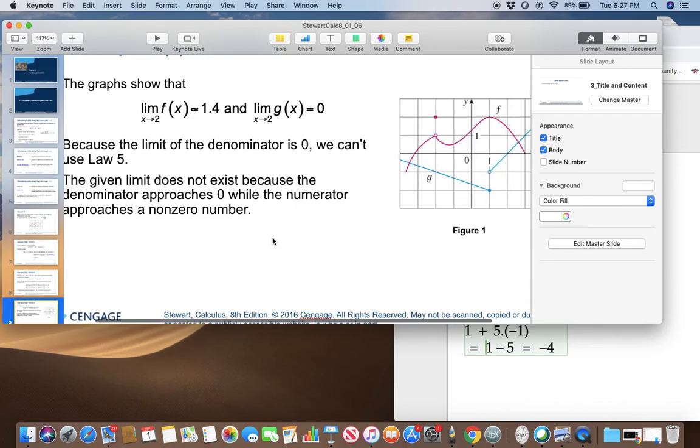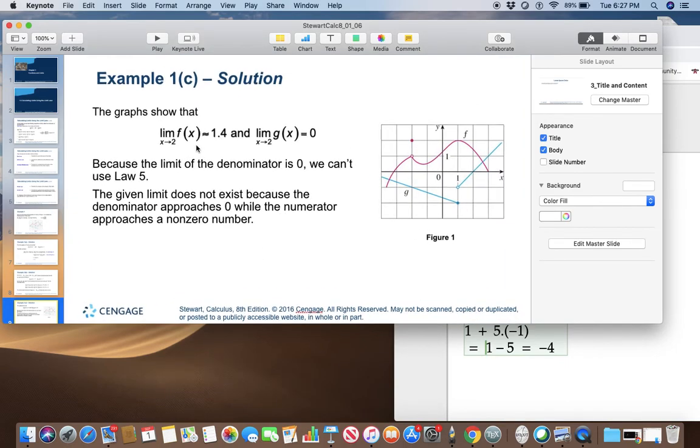Next, the quotient. So it looks like the limit as x approaches 2 of f(x) is a certain number. Looks like 1.5 to me. They are saying it's approximately 1.4. That's okay. But the limit as x approaches 2 of g, you see, that's 0. Height is 0. Whichever branch you come to, its height is 0. So we can't use limit law 5. In fact, the given limit does not exist because we cannot have the denominator 0. All right.